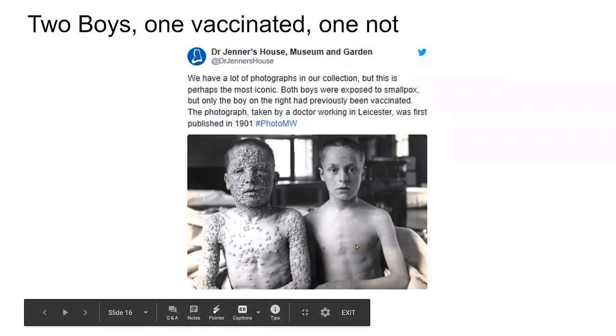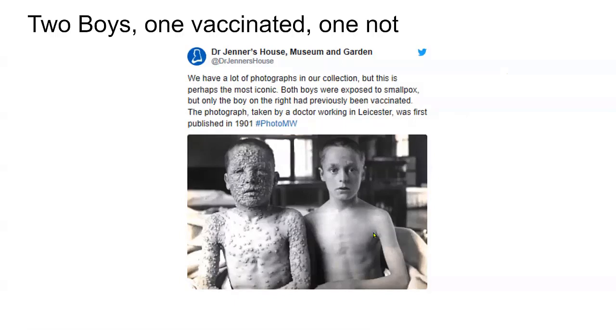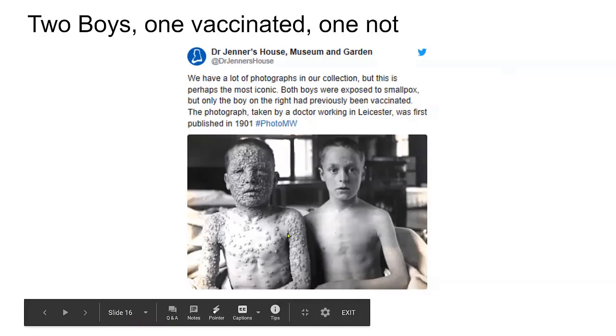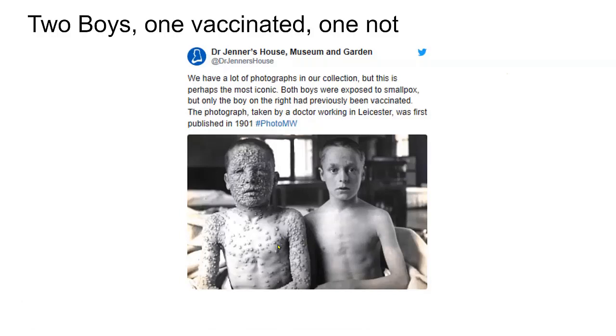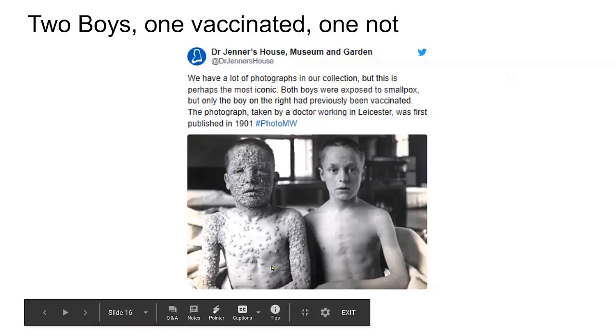So this boy, his immune system was saying, we've seen that virus before, no problem, it's taken care of. This boy, this is the first time his body is seeing smallpox. His immune system can't fight the virus effectively. He's covered with pox. That's the history of smallpox. We don't have it anymore.